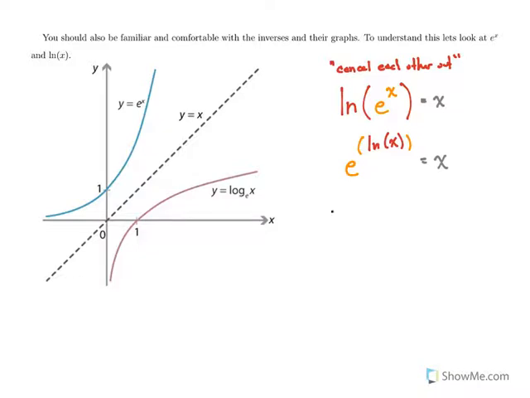We have the same idea that cubed root and x cubed are inverses as well because they cancel each other out. Graphically, what this means is that the inverse functions are the reflections of each other over the line y equals x.